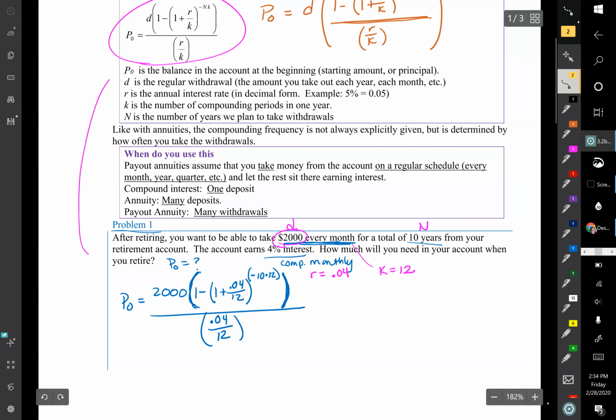After retiring, you want to be able to take out $2,000 every month. So that's our deposit, for a total of 10 years from your retirement account. The account earns 4% interest. Now, it doesn't say it, but we would note that that's compounded monthly because it has to match. How much will you need in your account when you retire? So we're trying to find P sub 0. Our R is 0.04, our K is 12, our N is 10, D is 2,000.